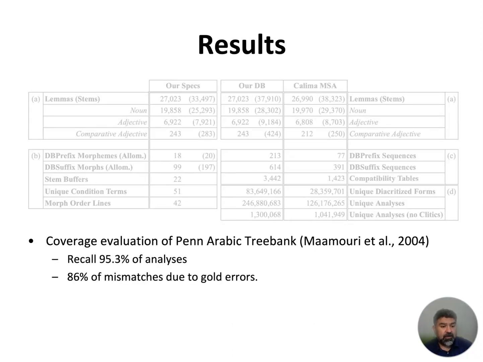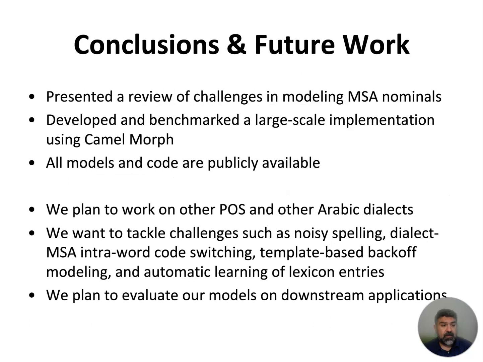We reported in the paper on a coverage evaluation against the Pan-Arabic tree bank, showing that we have 95% recall of analyses and that 86% of the mismatches were due to gold errors. Now, in conclusion, we presented to you a review of the challenges in modeling MSA nominals, developed benchmarks for large-scale implementation, and we make all of this publicly available.